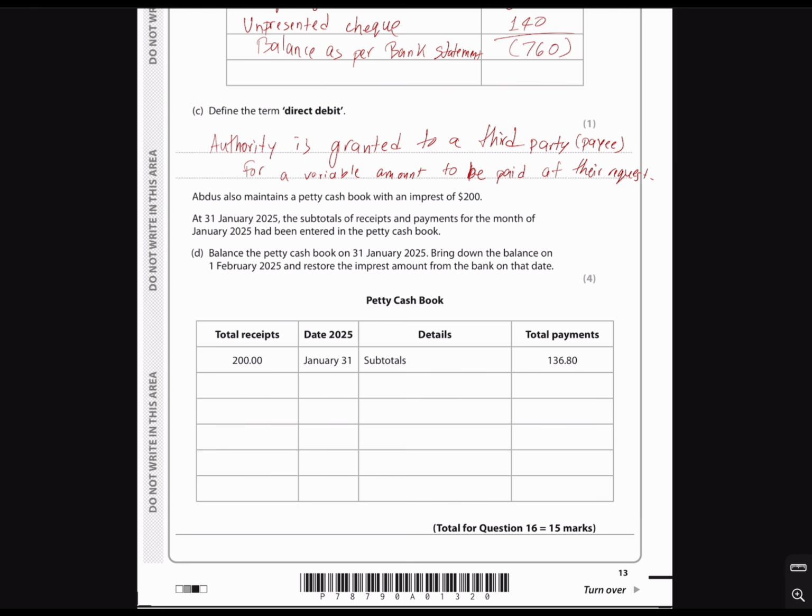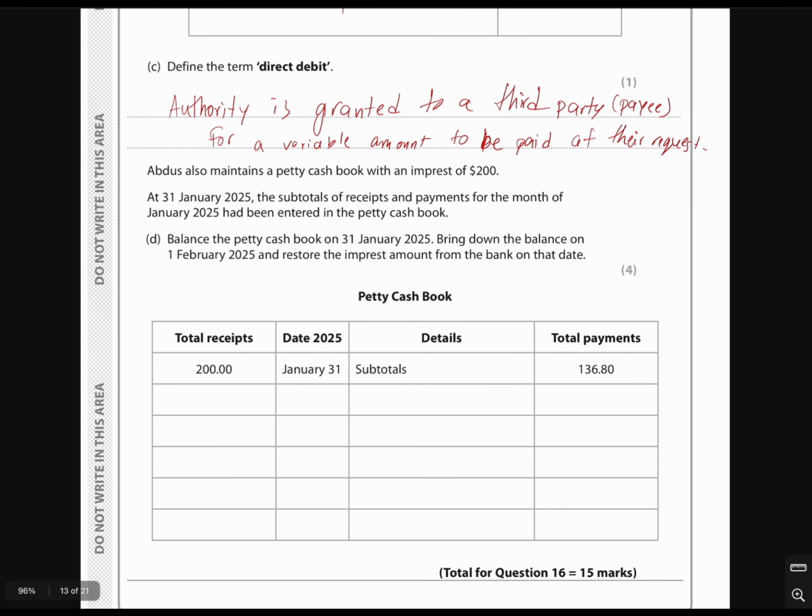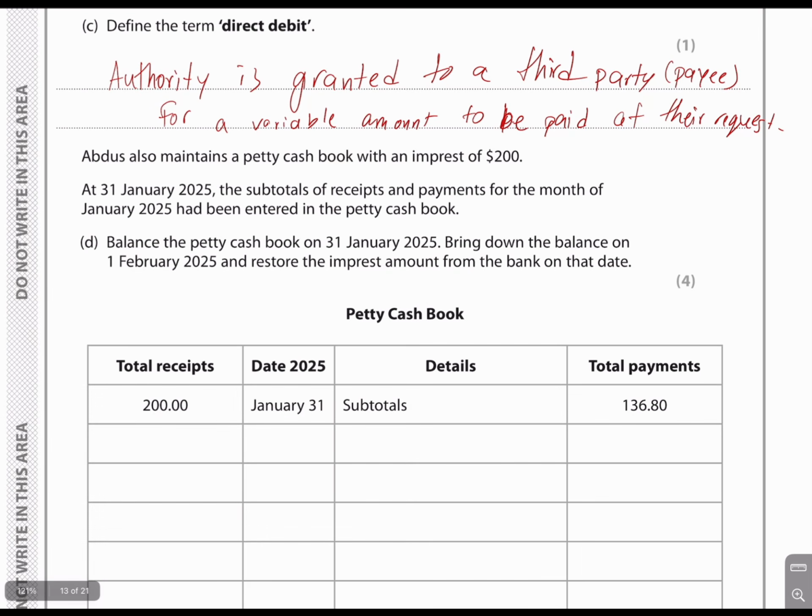Next up we have: Abdus also maintains a petty cash book with an imprest of $200. At 31st January 2025, the subtotals of receipts and payments for the month of January 2025 had been entered in the petty cash book. So now he maintains an imprest of $200. Now $200 imprest means the float money.